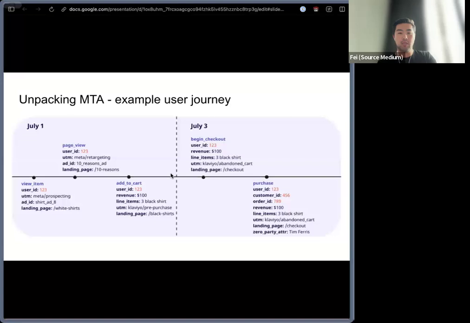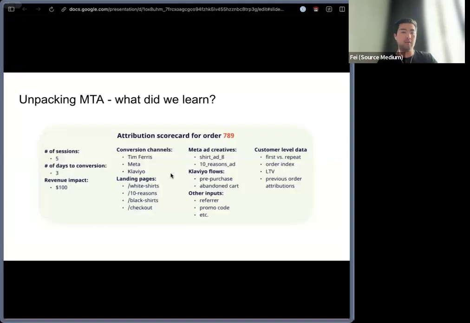Okay, awesome. So what did we learn from all that? Let's just do a quick check-in for this particular order with the order ID of 789, right? It took a total of 5 sessions for the conversion to happen. It took 3 days, right? It has a revenue impact of $100. And then we actually have multiple conversion channels, starting with Tim Ferriss on the awareness front, followed by the Meta prospecting and retargeting ads, followed by the final conversion driven by Klaviyo, your email efforts.